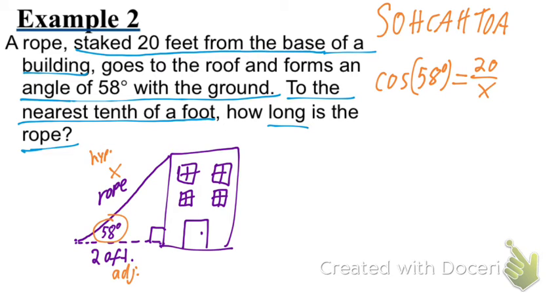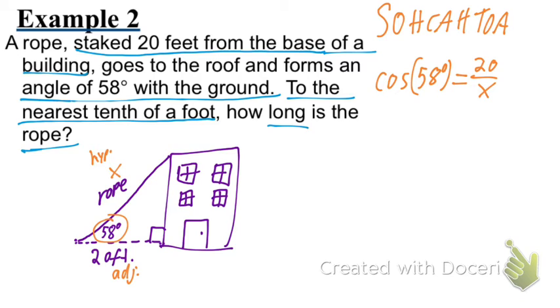Can our angle be the 90 degrees? The 90? Nope. When you're doing sine, cosine, tangent, you have to take one of the non-right angles. Great question, it's a good clarifying question.